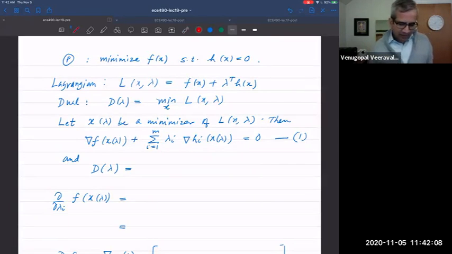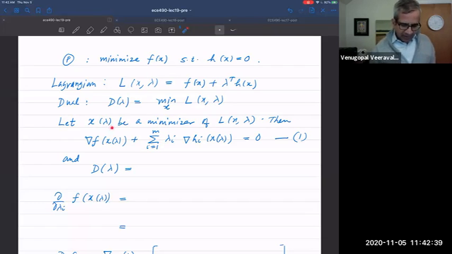So let's look at our original optimization problem. We want to minimize f(x) such that h(x) equals 0. The Lagrangian for this, and this is not the augmented Lagrangian, it's just the plain old Lagrangian, is given by this expression here. And the dual we know is the minimum of this Lagrangian over x. So that gives you a function of lambda. This is a concave function.